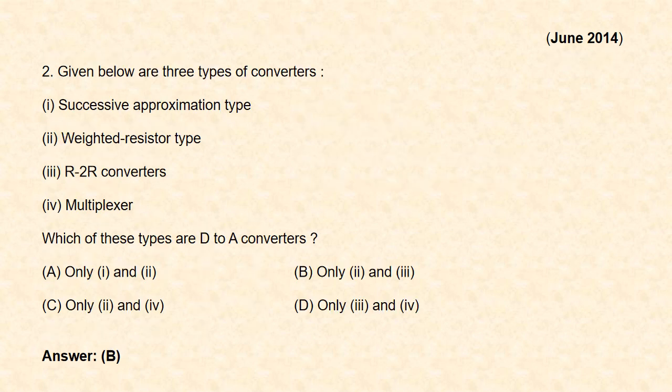Next question. This question was also asked in June 2014. Given below are four types of converters: successive approximation type, weighted resistor type, R to 2R converters, multiplexer. Which of these types are D to A converters? We know that D to A converters are weighted resistor type and R to 2R converters. So option B is the correct one.